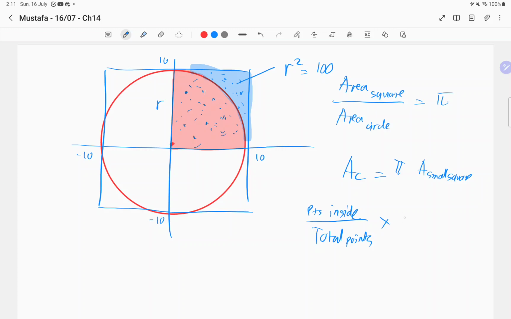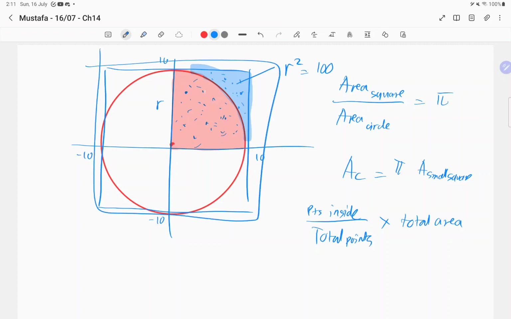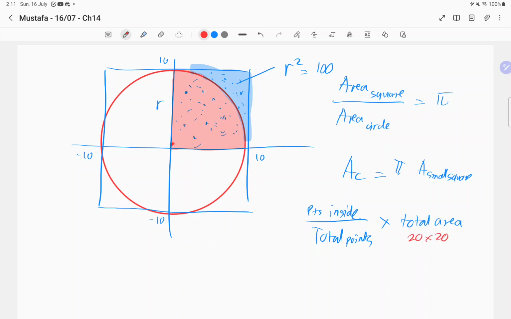And what's the total area here? It's just the bigger square, the full square here. I just showed you using one quadrant, but the ratio is the same for every quadrant, because it's symmetrical. So the total area would just be 20 by 20. That's 10 by 10 though? Isn't it 10? Well, 10 goes up, 10 goes down, so the width of this is 20. So the total area is 20 by 20 because you're generating a point between negative 10 and 10.